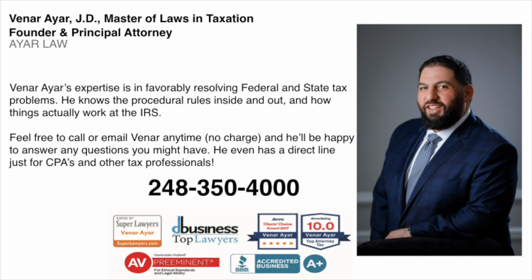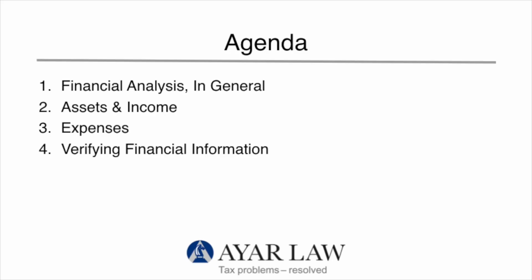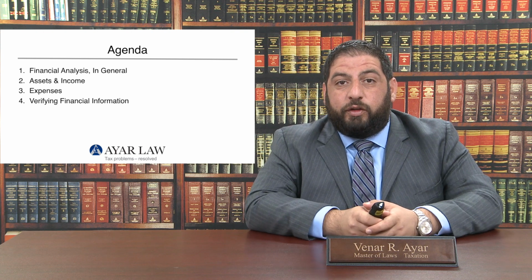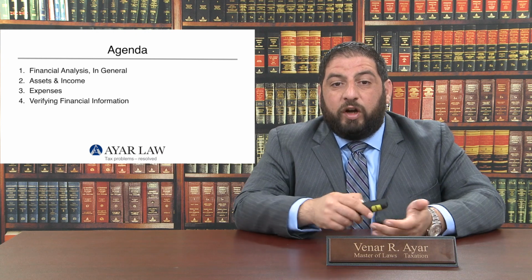So without further ado, we will begin on today's webinar. The topic of this webinar is going to be how the IRS analyzes the taxpayer's finances to determine their ability to pay. What we're going to be talking about is first a broad overview of the financial analysis process, what it's for, why it's used, what we're trying to determine, and then we're going to do a deeper dive into how the IRS looks at assets and income, and then talk about expenses, and then we'll talk about what kind of efforts you can expect the government to make to verify financial information that they're given.